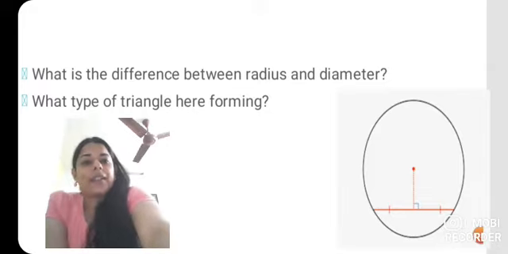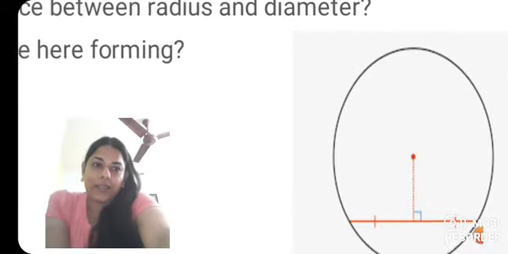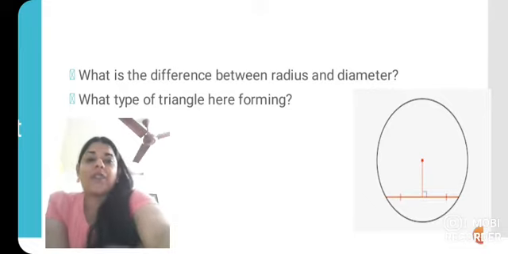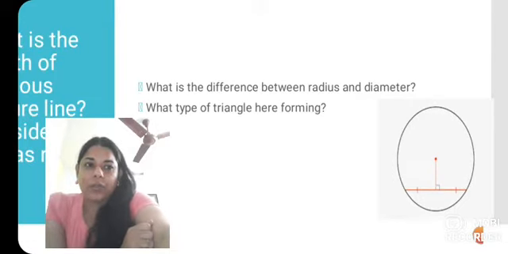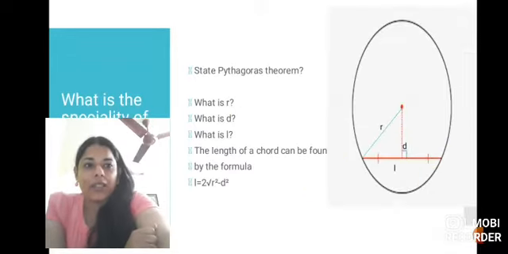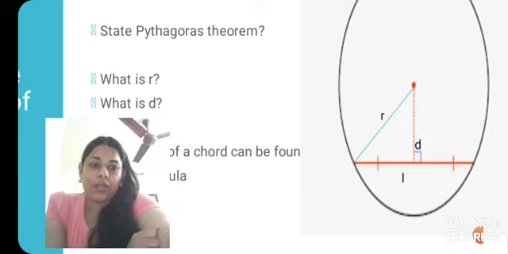Here I am asking some questions. What type of triangle is forming here? A right angle triangle. Very good. And here we are putting the radius, meaning a line drawn from here to here is the radius. What is the difference between the radius and the diameter? Very good. A chord that passes through the center is said to be the diameter, and 2 times the radius is the diameter. So can we name the distance from the center to the chord as D, the radius as R, and the length of the chord as L?